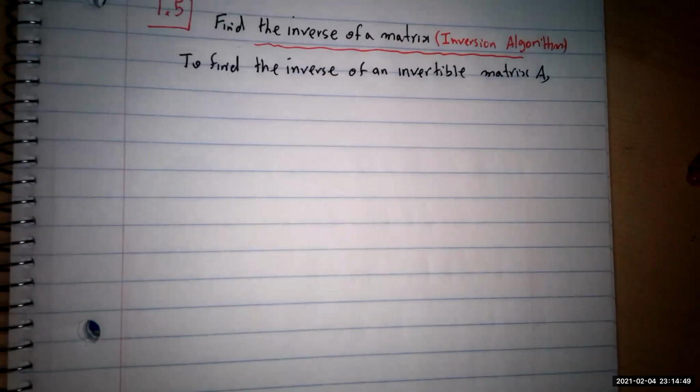So at the end, you start with A and I, and at the end it would be switched. This would be I, but the leftover would be A inverse, and then you're done. Very easy operation. Very good one. We are going to have another method, but this method is the easiest one. We usually use this one.